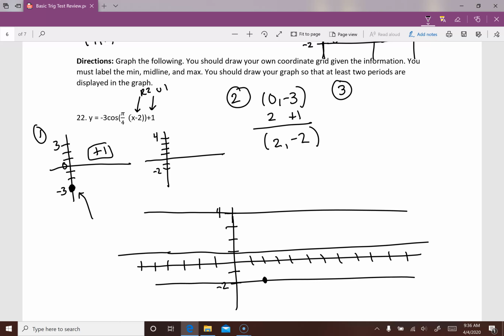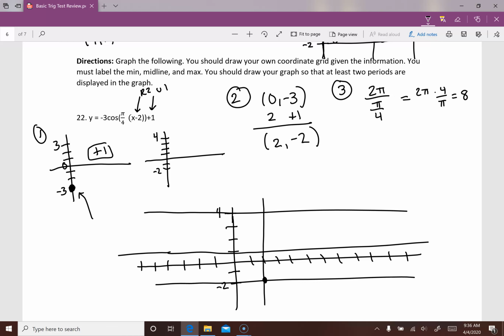All right, step 3 is to find the period. So period is going to be 2 pi over 4. Okay, and that's going to give me 2 pi times 4 over pi, which is equal to 8. So a pretty big period here. So I'm going to mark that.